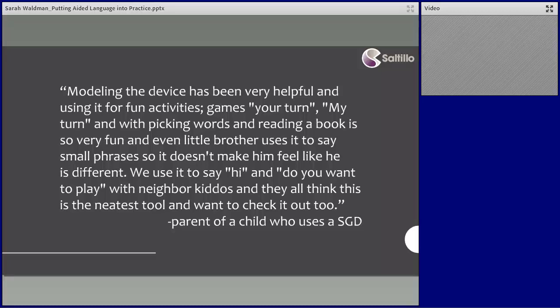This is a quote from a parent, and it's just interesting to hear their perspective. They said, "Modeling the device has been very helpful, and using it for fun activities and games like your turn, my turn, picking words and reading a book is so very fun. And even little brother uses it to say small phrases, so it doesn't make him feel like he is different. We use it to say hi and do you want to play with neighbors, and they all think that it's the neatest tool and they want to check it out too." That's a parent of a child who uses a speech generating device.